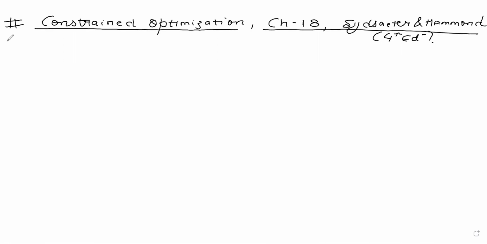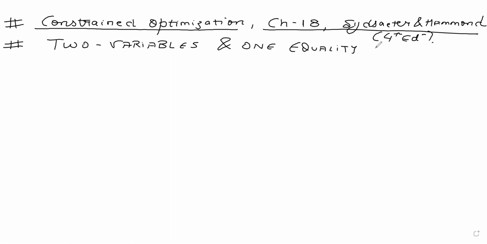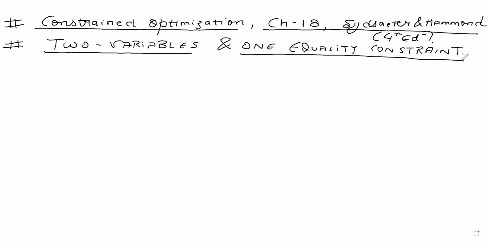So first we look at two variables and one equality constraint. So let us look at the optimization problem involving two variables and one equality constraint.